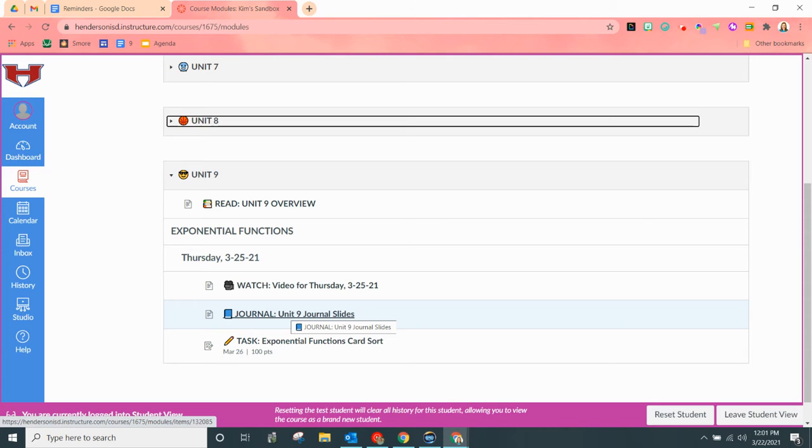If you want to add them to your journal file that you were working on last 9 weeks, because Unit 9 is our last unit, you can do that. Or if you want, you can just keep that file separate. Either way, it's fine with me. Whatever you want to do. But these are your notes. This is what I'm going to be working off of. And then we have a little activity we're going to look at.